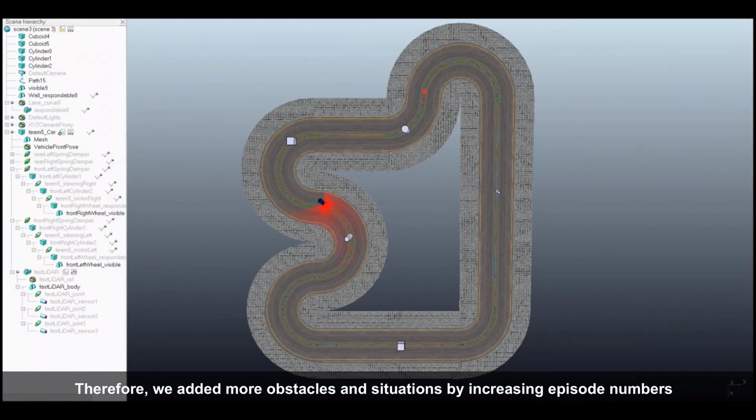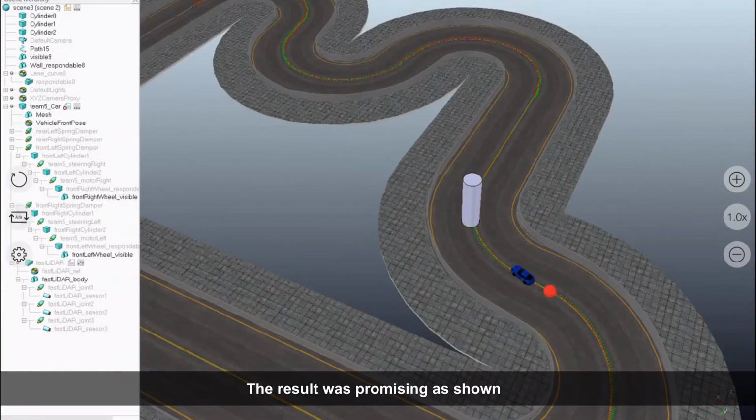Therefore, we added more obstacles and situations by increasing episode numbers. The result was promising as shown.